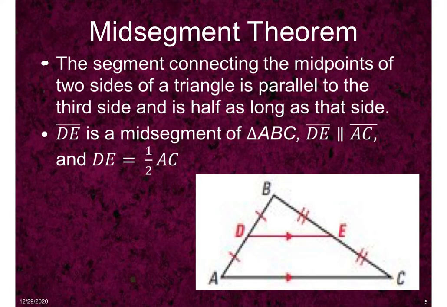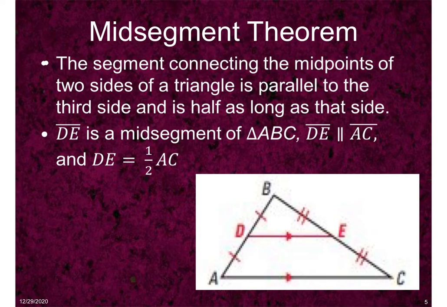Mid-segment theorem, okay? Now, what the mid-segment theorem says is, if you've got a mid-segment in your triangle, that mid-segment is going to be parallel to one of the sides of the triangle. And it's going to be parallel to the third side, the side that it's not a midpoint of. Do you see how D is the midpoint of AB and E is the midpoint of BC? Then DE is the mid-segment of the triangle, and DE is parallel to the side that it's not a midpoint of, which would be AC.